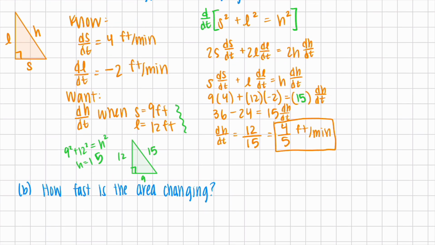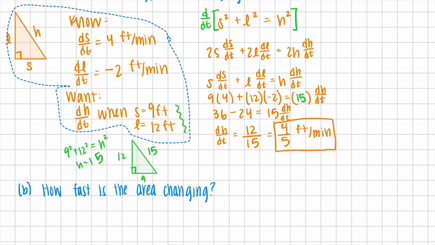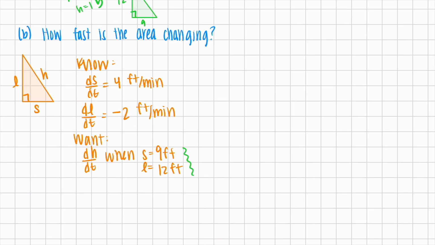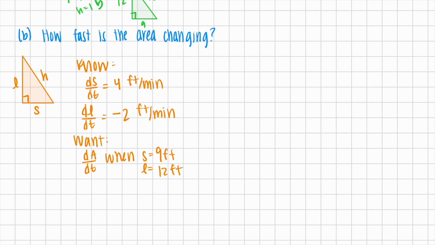We also want to know how fast the area is changing. So I'm going to reuse our knowns, because that's all the same, and most of our want is the same. Okay, so I want to know how fast the area is changing. So I'm going to change this to be dA/dt. And now I'm talking about area and the two sides of the right triangle. So I'm going to use the area of a triangle. Area is 1/2 base times height, but now I have s and L. So 1/2 s times L is going to be my area.